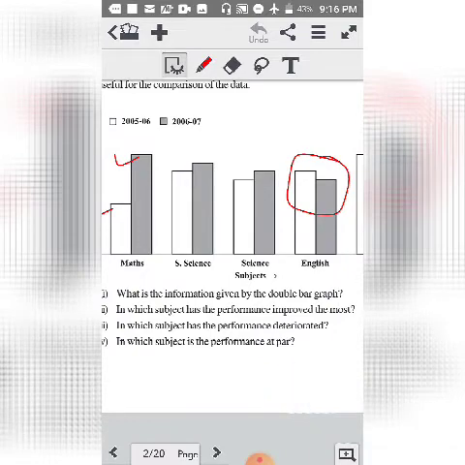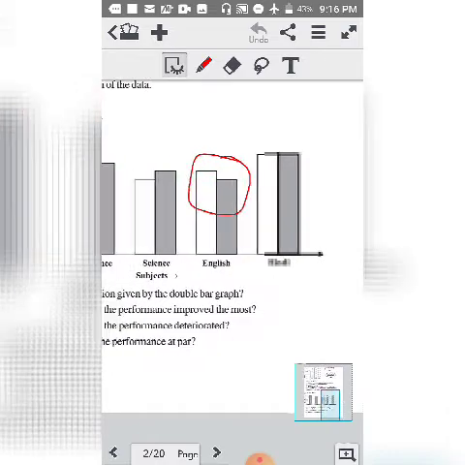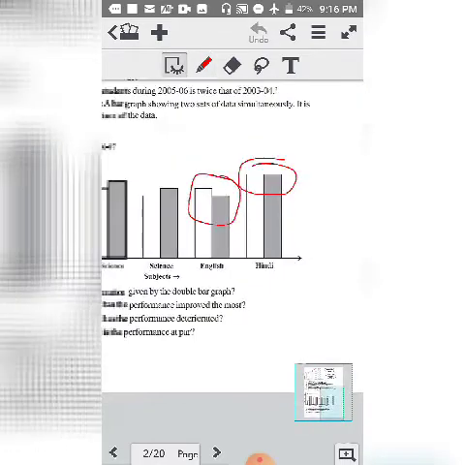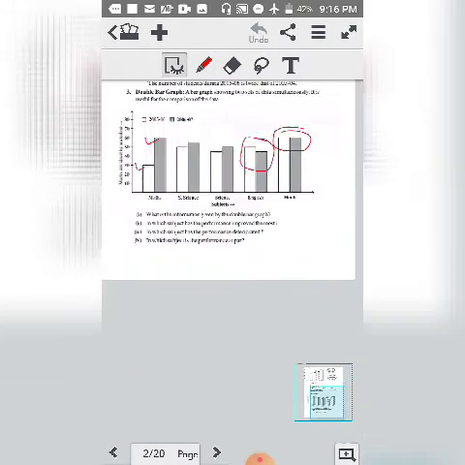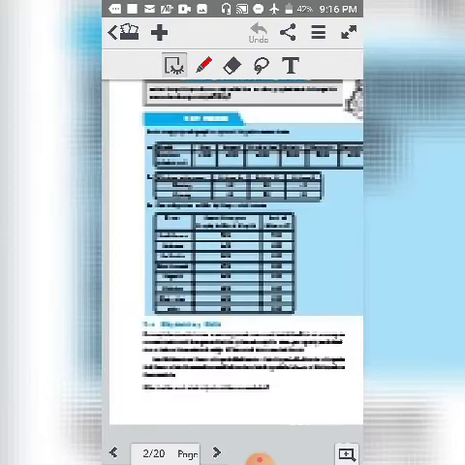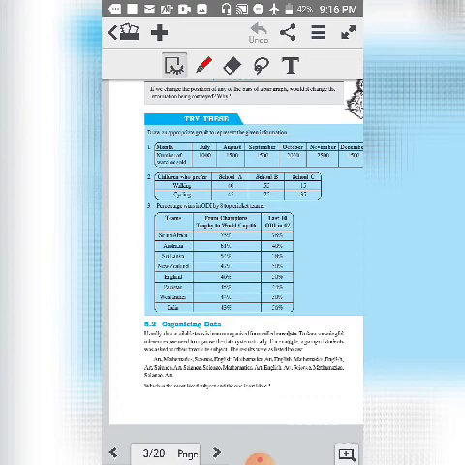In which subject is the performance at par? From 2005 to 2007 the performance remains the same. So we can see in the last one it has remained the same because both the rectangles are of the same height. This is how we read the double bar graph. This is one way of representing the information.